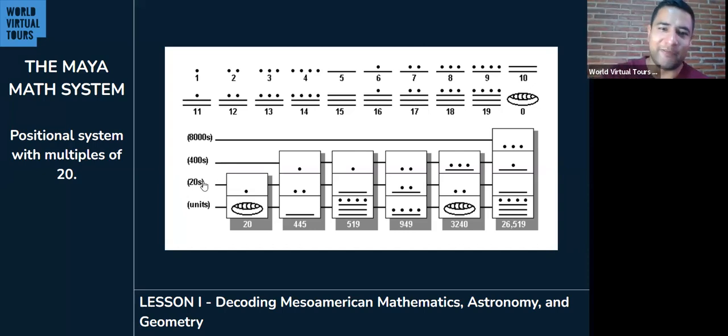And then in the third level, you need to multiply any of these numbers by 400, 8,000 times in the fourth level, and the fifth level would be 160,000 times, always with the multiplication of 20 by 20 times 20, etc.